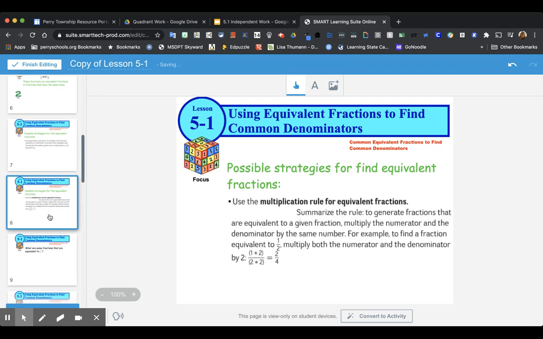Another possible strategy is using the multiplication rule for equivalent fractions, and that is what I did. To summarize the rule, you generate fractions that are equivalent to a given fraction. You multiply the numerator and the denominator by the same number. For example, to find a fraction equivalent to 1/2, you multiply both the numerator and the denominator by 2. You can see this example right here. On the top, the numerator, we've got 1 times 2, and the denominator 2 times 2, which gives us an equivalent fraction of 2/4.